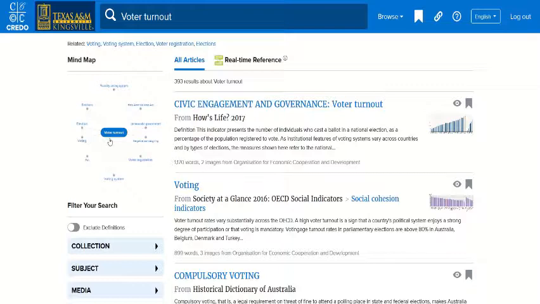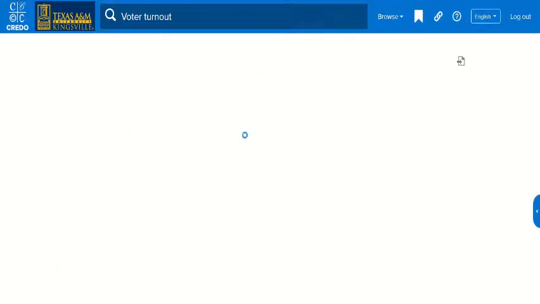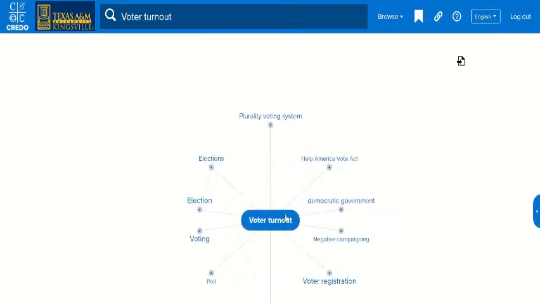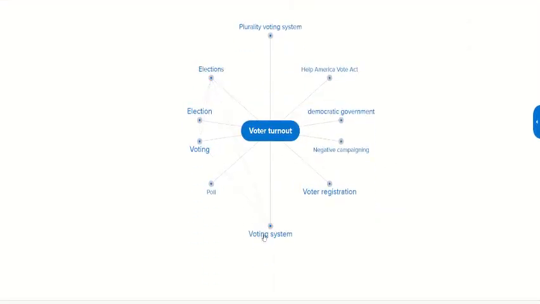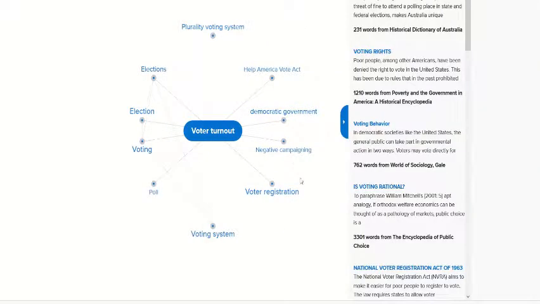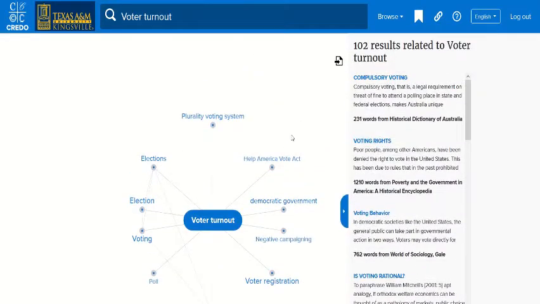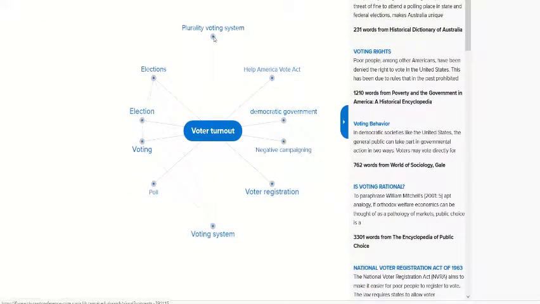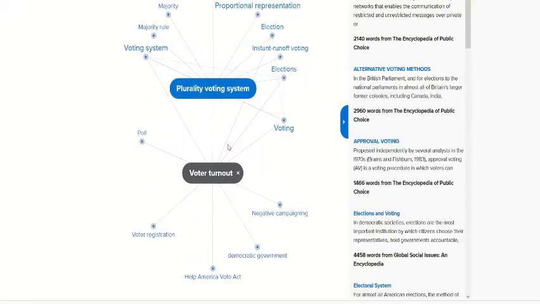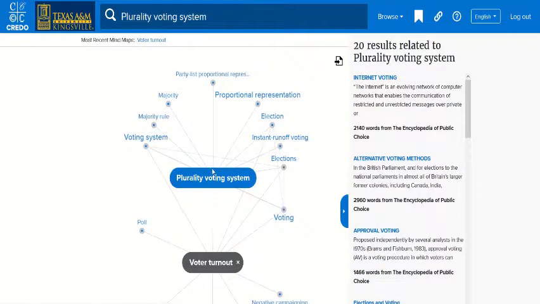And this is a neat feature that Credo has. It has this little mind map feature where you can see it connects you to related terms. So voter turnout is related to voting, election, elections, poll, voter registration, negative campaigning, Help America Vote Act. So it allows you to see related topics and jump to them. And then that builds out an even further mind map of further subjects.